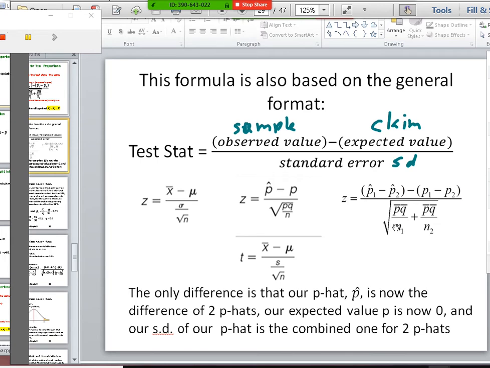And don't go thinking this is different than what we've been doing in the past. Same test stat as before. We take what we got from our sample, the difference of the two samples, and you subtract what we expected to get from our claim, right? Our claim was that they're equal, so we expect a difference of 0, divided by whatever the standard deviation is for that group. So it's the same as all the other ones. These all follow that method: your sample minus what you have in your claim, divided by your standard deviation, the standard error.